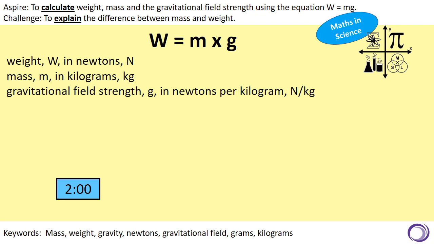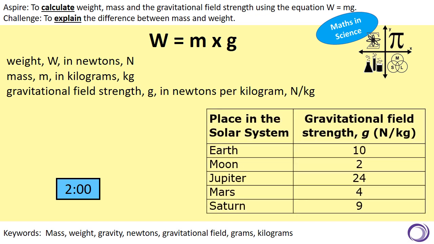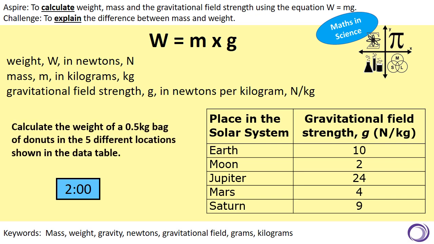So I want you to use the equation, weight equals mass times gravity. I'm going to give you 2 minutes. I've given you there gravitational field strength in different parts of the solar system. And I want you to calculate the weight of a 0.5 kilogram bag of donuts in the 5 different locations shown in the data table. Off you go. Don't forget your unit when you've got your answer.